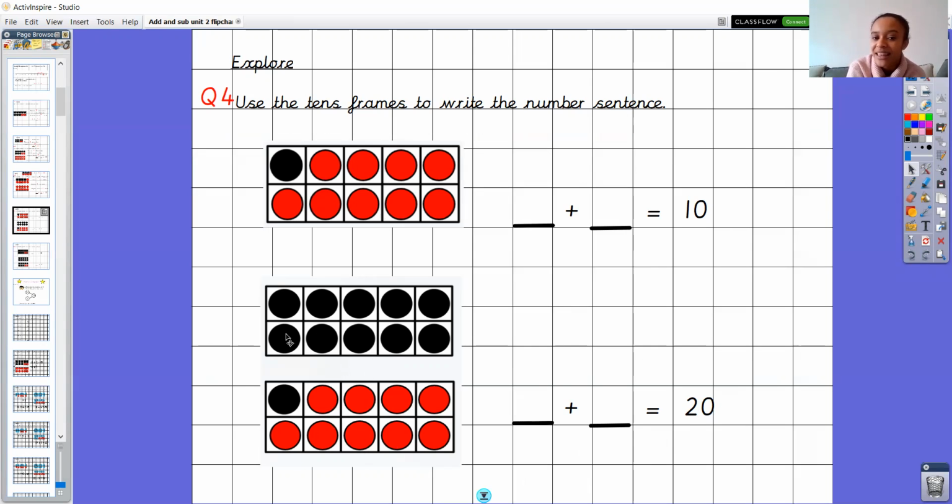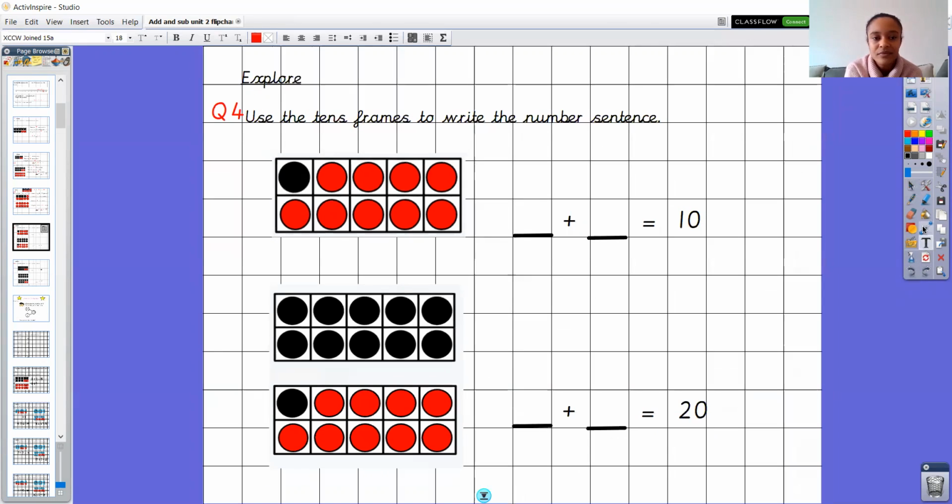Okay, so you can count the counters to help you, or you could maybe go back and double check, but see if you can use the answer to this one to help you with the second one. Okay, so that's question 4. So pause the video now to have a go at that one. Fantastic. Okay, so what number sentence can I see here? Well, I've got 1 black counter.